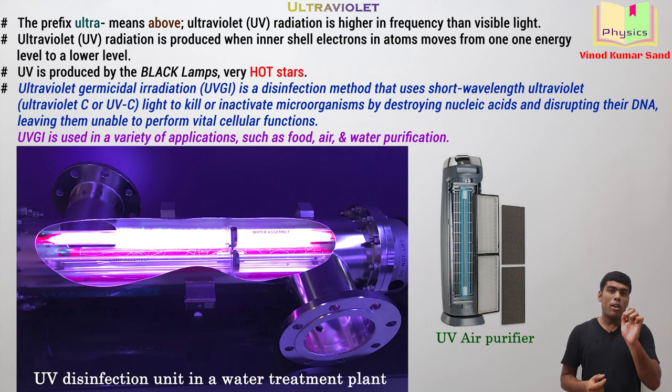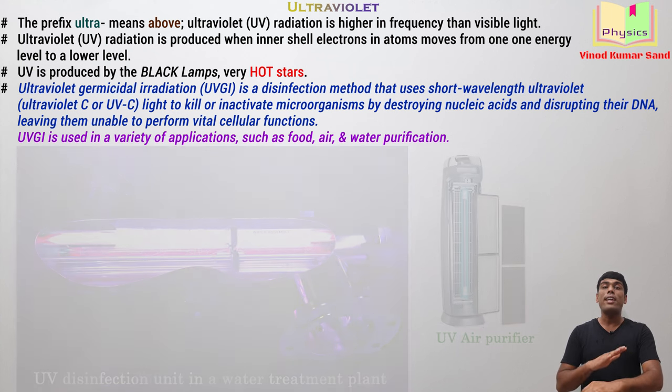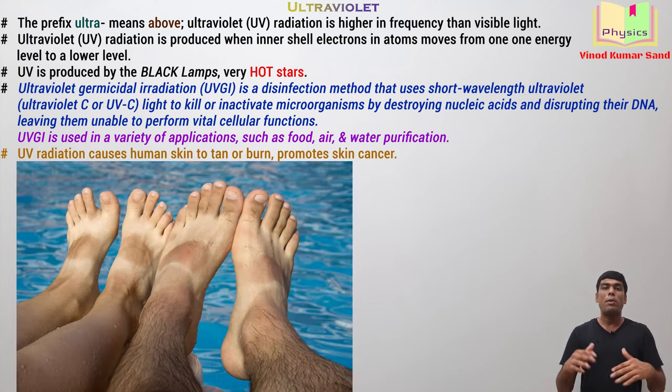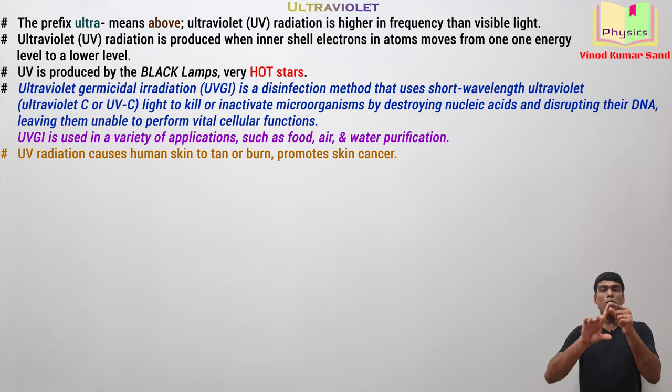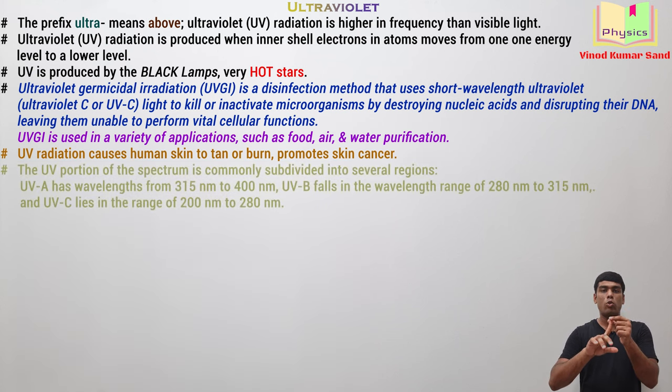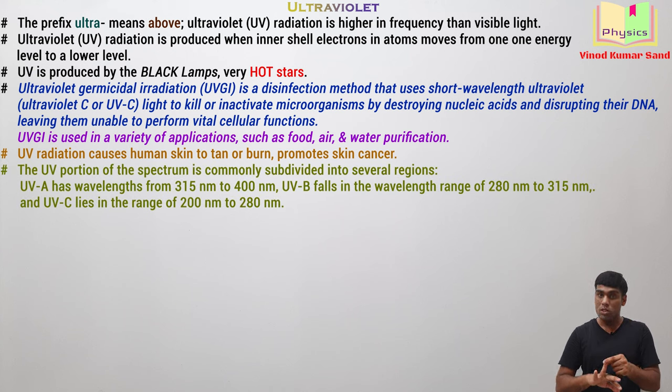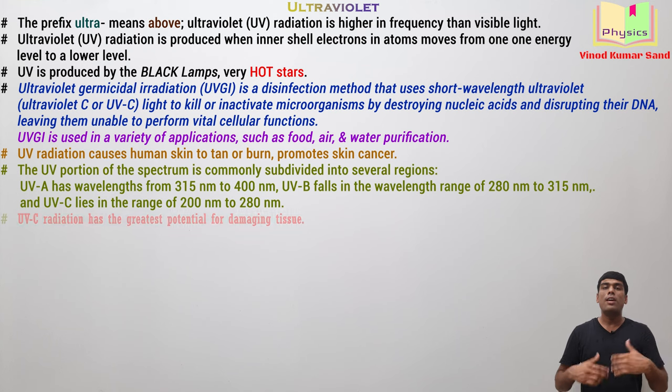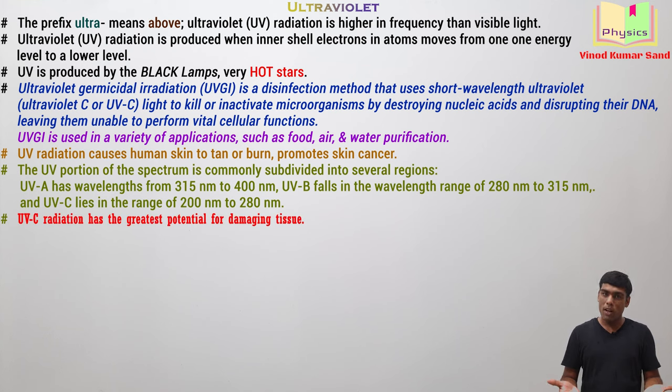The ultraviolet causes the tanning of the skin by producing melanin. High exposure to the ultraviolet can lead to skin cancer. There are three categories of the ultraviolet: UVA, UVB and UVC. Out of these three categories, UVC causes the maximum damage to the tissues.